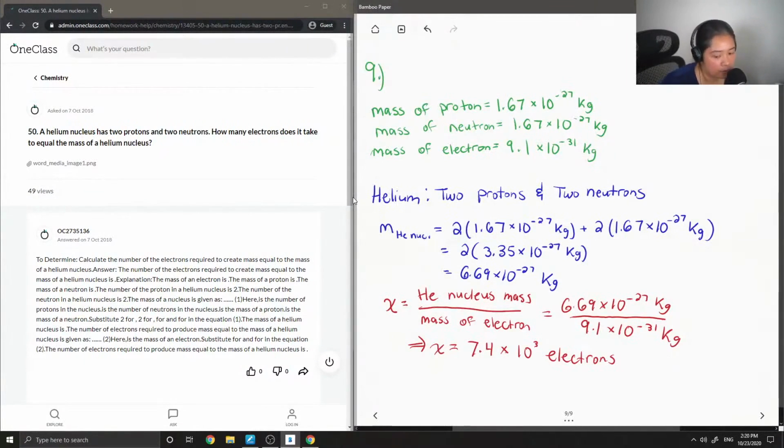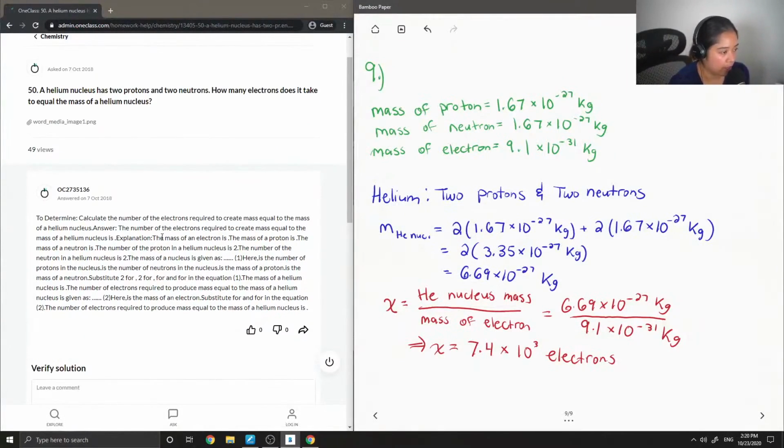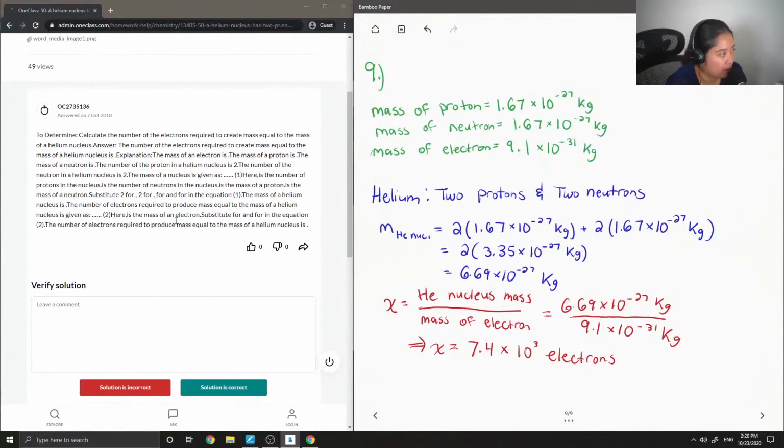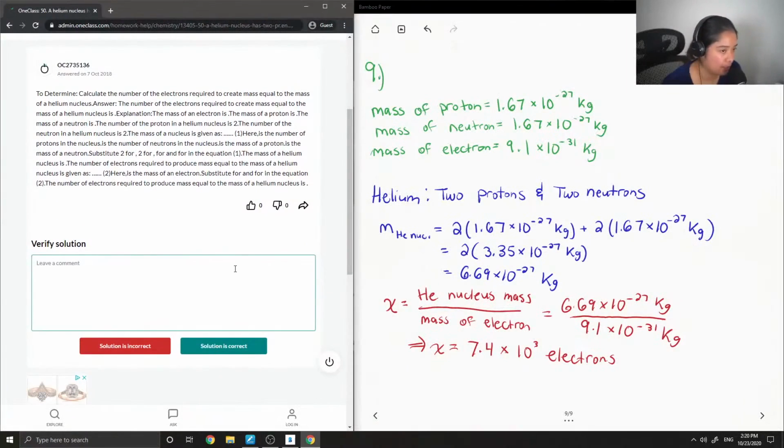Okay, so let's see the answer from our junior tutor. To determine, calculate the number of electrons required to create mass equal to the mass of a helium nucleus. Answer, the number of electrons required to create mass equal to the mass of a helium nucleus is... There's no actual values in the question. But it looks like they're talking us through how to answer it. Maybe they just didn't have the values of the masses of protons, neutrons, and electrons. So I'm just going to write it down. Bear with me, I have to type this all out.